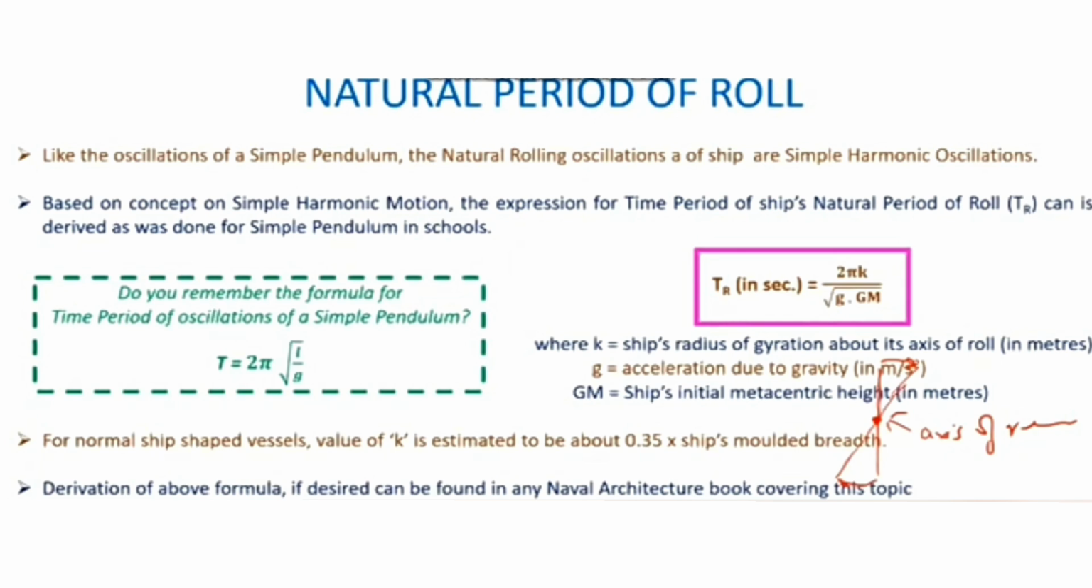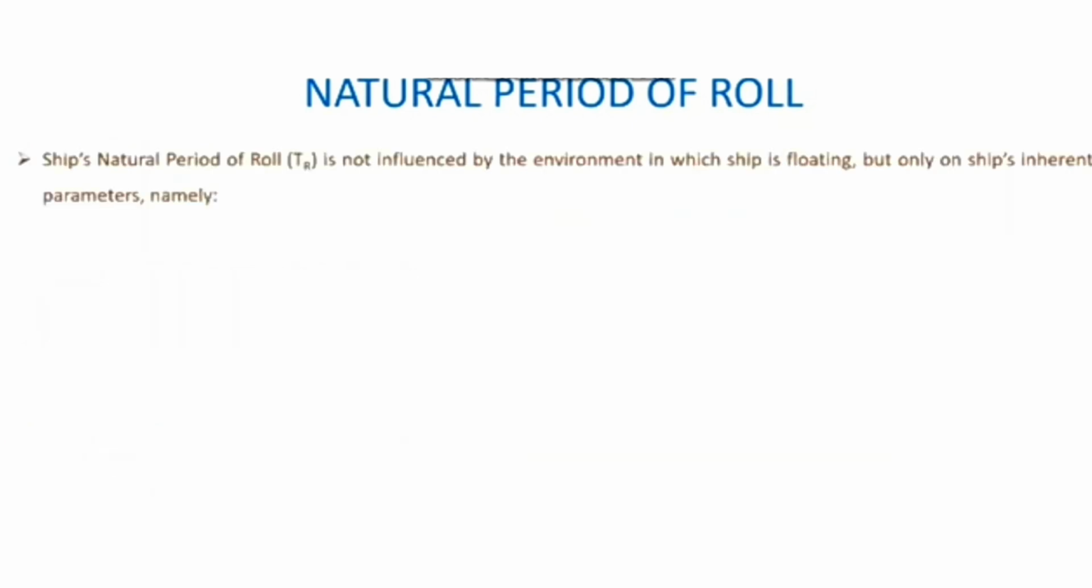So please take down this formula. TR in seconds is equal to 2π K under root G GM, the time period of natural roll of a vessel. Taken? Yes, sir. Ship's natural period of roll, if you see this formula, it is very evident: it's 2π K under root GM. This formula is not influenced by the environment, it is only dependent on the ship's inherent properties.